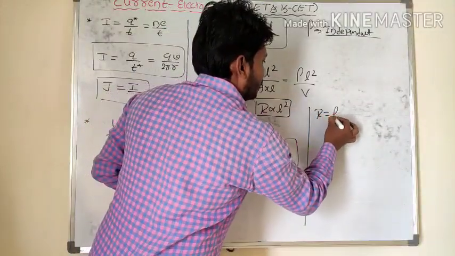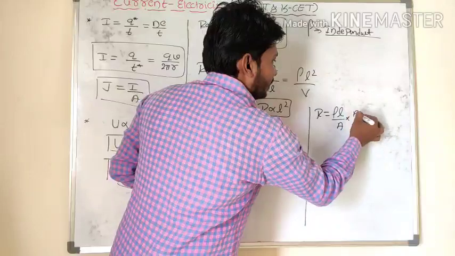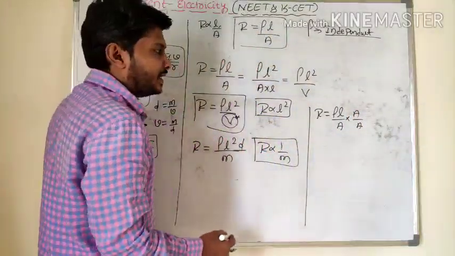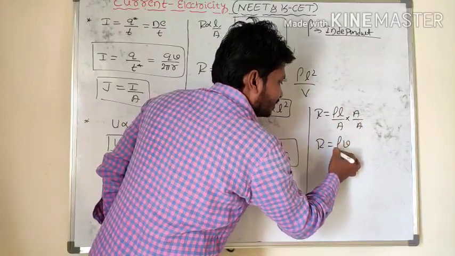So R is equal to rho L by A. For example, for this equation I will multiply and divide by area. So R is equal to rho into, so area into length is nothing but what?